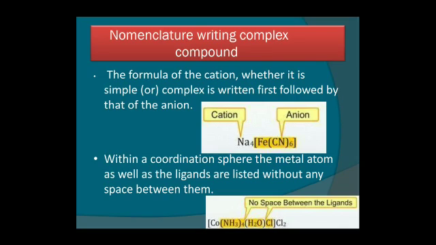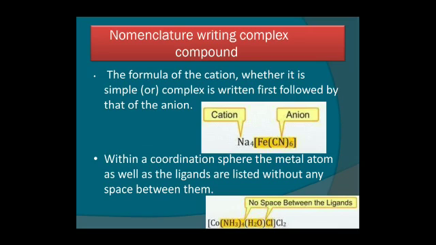Next, the important topic of this chapter is nomenclature and writing the complex compound. How can we write the compound? As we know very well, ionic compounds are made of cations and anions. Cations have a positive charge by donating electrons, and anions are the ions gaining electrons. But in this coordination compound, we are using ligands also. What is a ligand? An atom or ion which can donate a pair of electrons easily. That is the ligand.